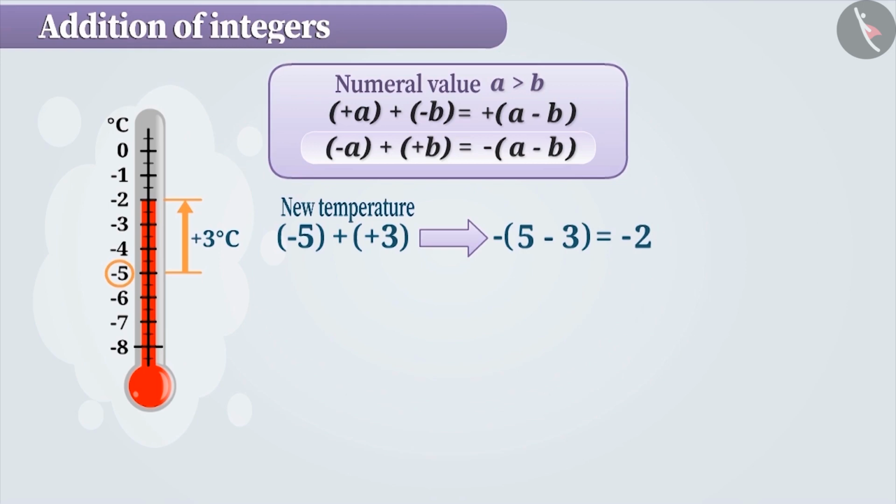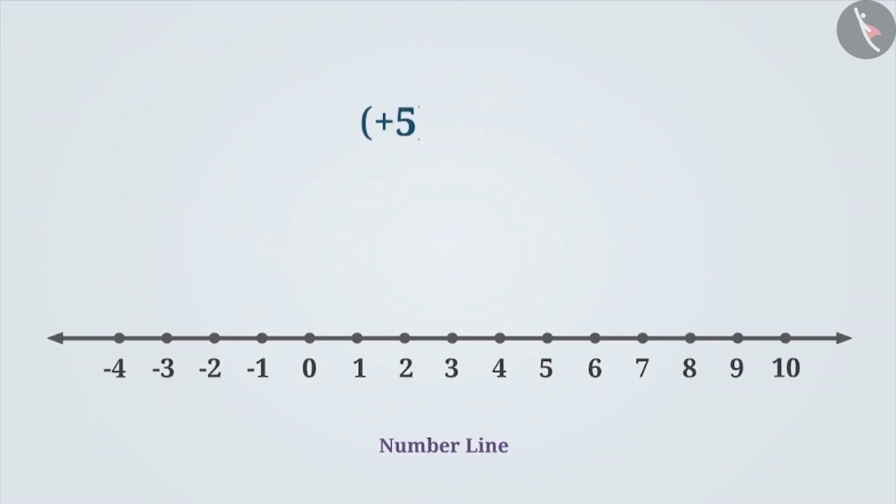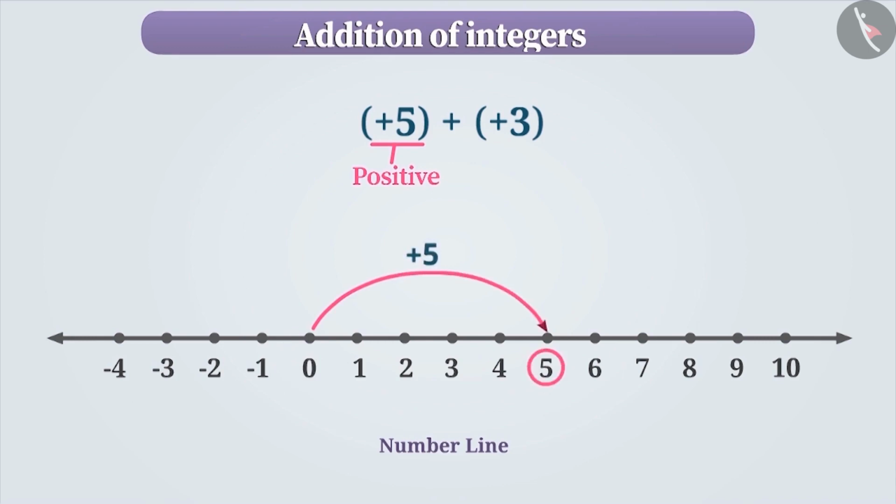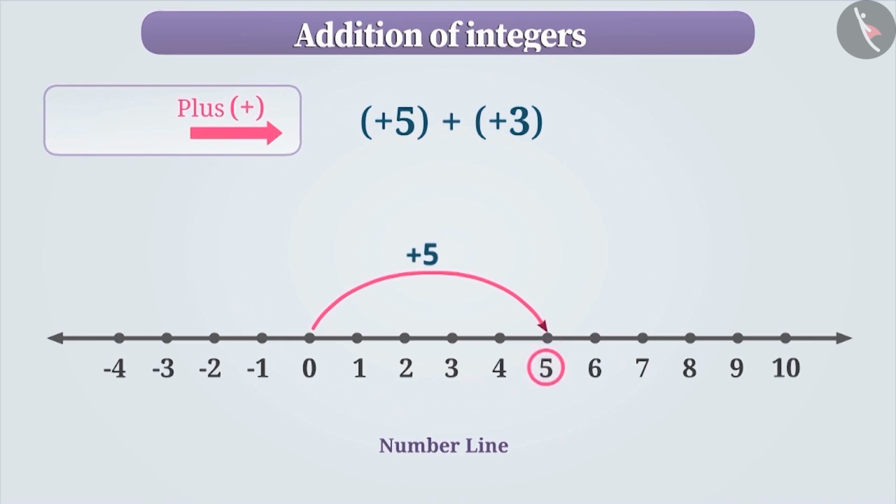Addition of integers can also be done on a number line. To find the value of plus 5 plus 3 on a number line, mark plus 5 on the number line first. Since 5 is a positive integer, it is located 5 steps towards the right of 0. While adding two integers on a number line, if the sign of the second integer is positive, then move towards the right side of the first integer. If the sign is negative, then move towards the left of the first integer. Since the sign of the second integer is plus, I move 3 steps towards the right of 5. We now arrive at plus 8.